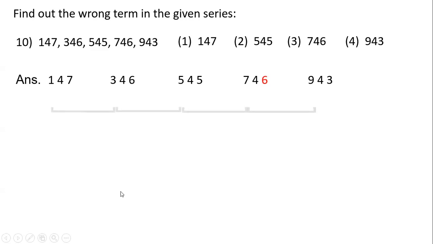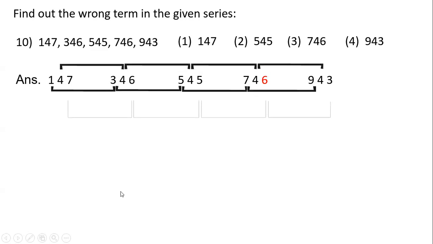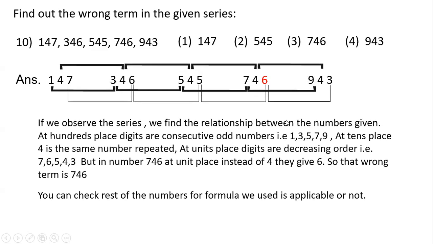In this series, if we observe the 100 place, 10 place, and unit place. In the 100 place, the numbers are increasing by odd numbers. That is 1, 3, 5, 7, 9. The middle number, that is the 10 place number, is the same, 4. And unit place numbers are decreasing, that is 7, 6, 5, 4, 3. But instead of 4, here they give us 6. So 746 is a wrong term which comes in option number C.